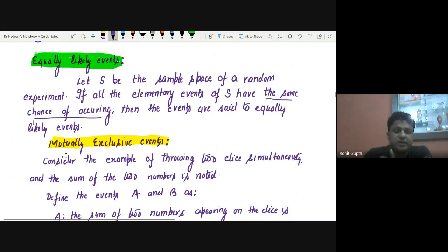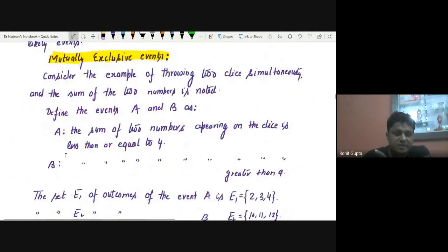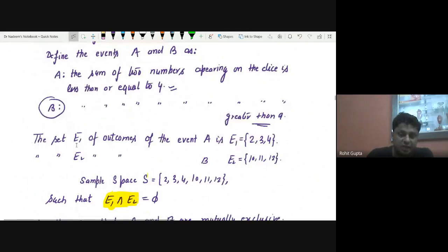Mutually exclusive events. Consider the example of throwing two dice simultaneously and noting the sum of the two numbers. Here we define two events, A and B. Event A: the sum of the two numbers appearing on the dice is less than or equal to 4. Event B: the sum of the two numbers appearing on the dice is greater than 9. Let E1 be the set of outcomes associated with event A and E2 with event B. So E1 contains the outcomes 2, 3, 4, where the sum is less than or equal to 4. Similarly, the possible outcomes of event B, E2, are 10, 11, 12, greater than 9.